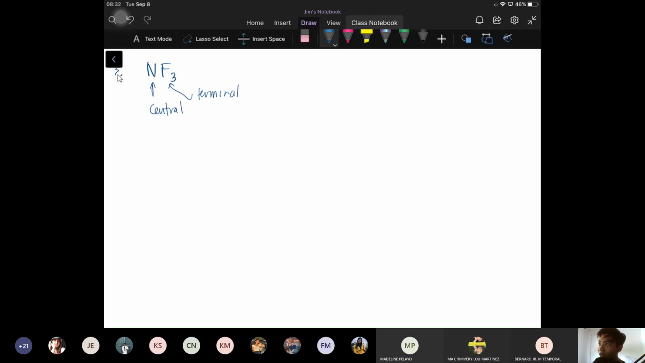Bakit ganun siya? So, nitrogen will be the central. Fluorine will be the terminal. So, I will place my fluorine around nitrogen. Okay, so after doing that, octet rule.